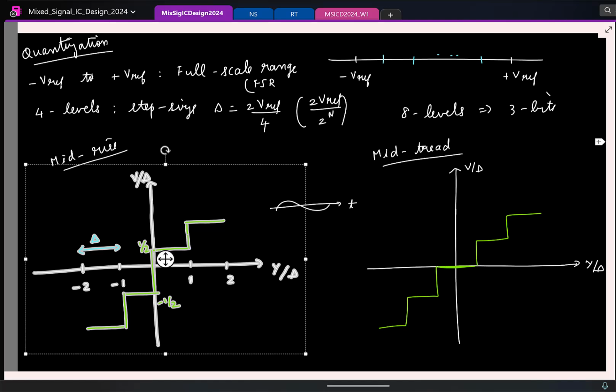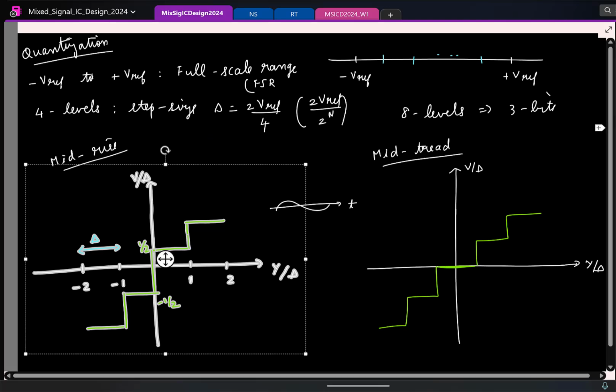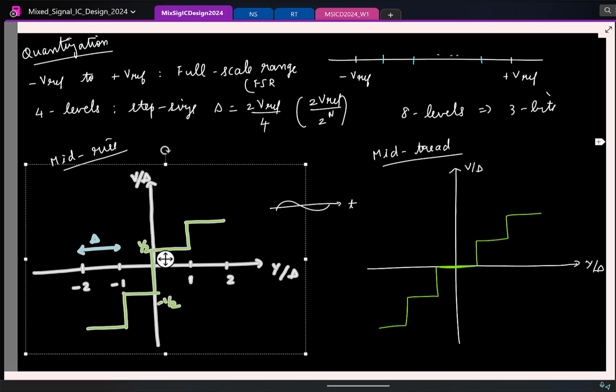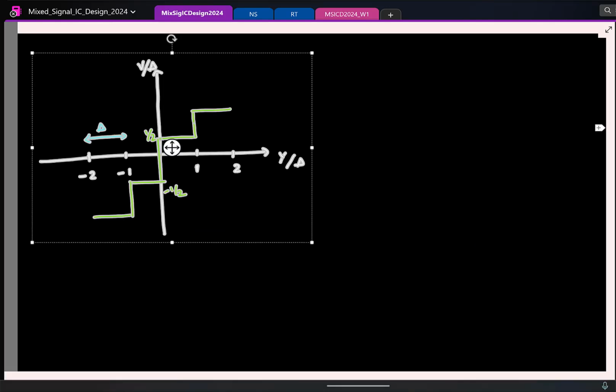So one fundamental question: V over delta is unitless, right? Correct. And Y over delta is the input, V minus V. Yeah, both are unitless here. So let me take this.